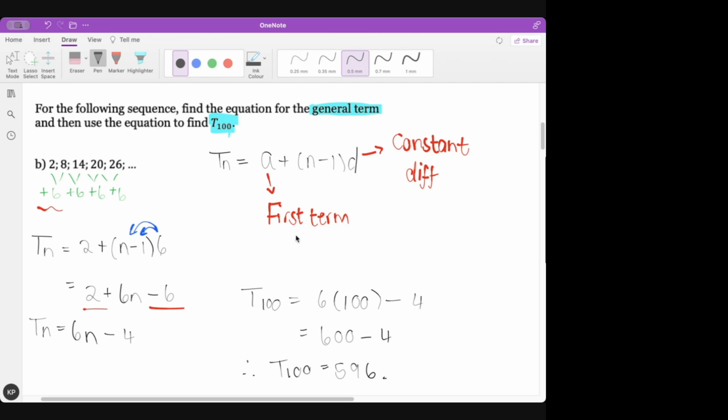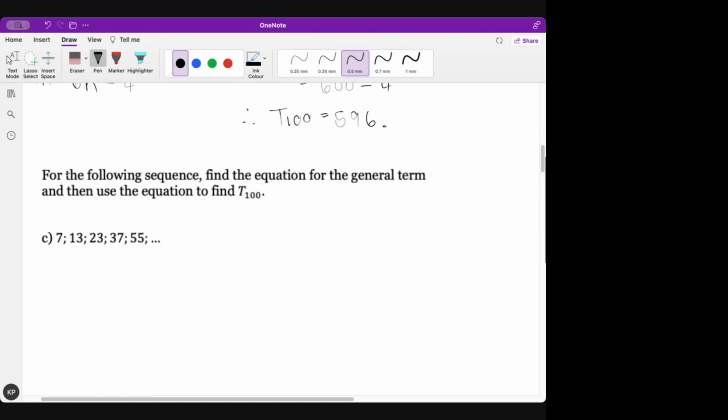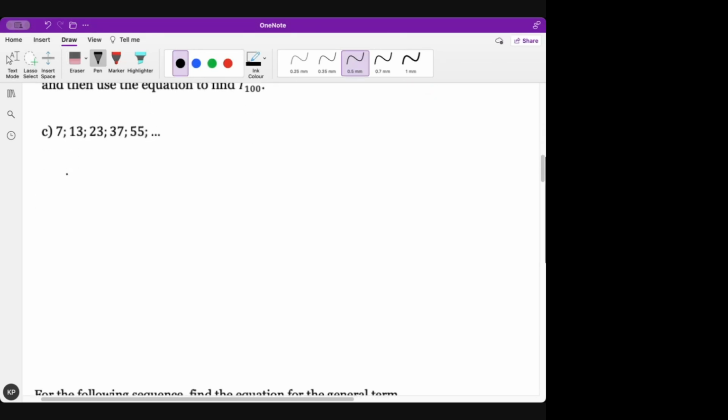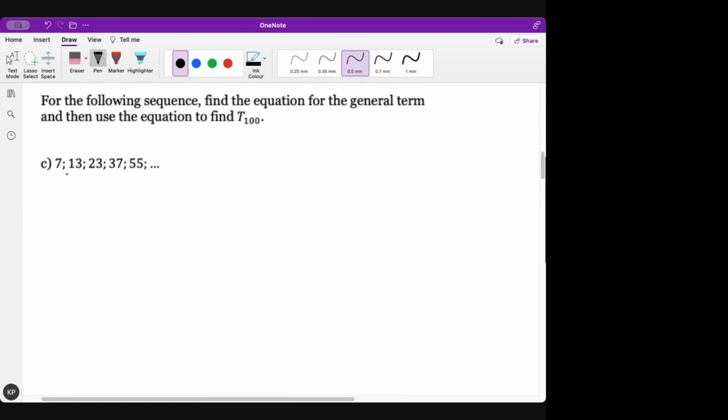I'm scrolling in the wrong place. There. Okay, the following sequence, again: general term, then use it to find term 100. First differences. Let's hear.